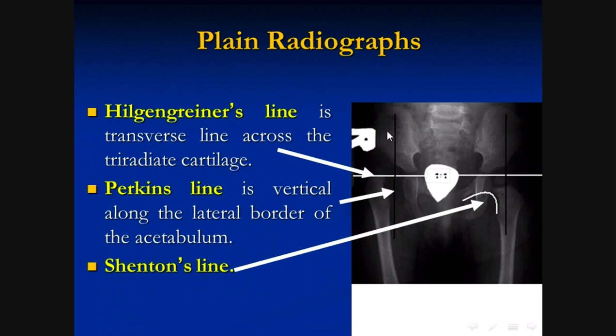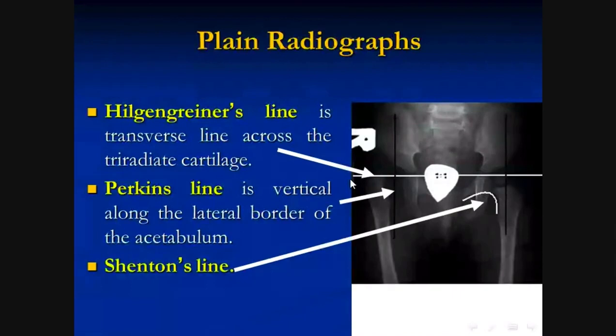And we depend on important lines, imaginary lines that we draw on the X-ray and help us in diagnosis. These lines are called the Hilgenreiner line, اللي هو transverse line. هذا الخط الأبيض هو Hilgenreiner line that passes through the triradiate cartilage. شنو triradiate cartilage؟ يعني center point of the acetabulum, site of attachment of the three bones, الإليوم والإسكيوم والبيوبس، يتصلون. The center point of the acetabulum is called the triradiate cartilage. فإذا مررنا خط transversely through the triradiate cartilage, this is called Hilgenreiner line or transverse line.